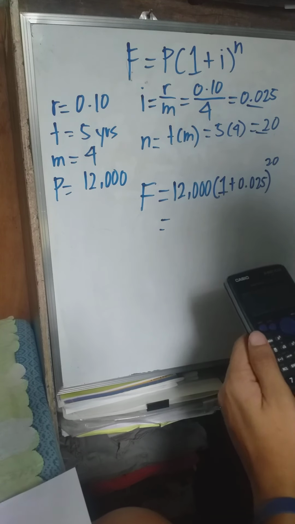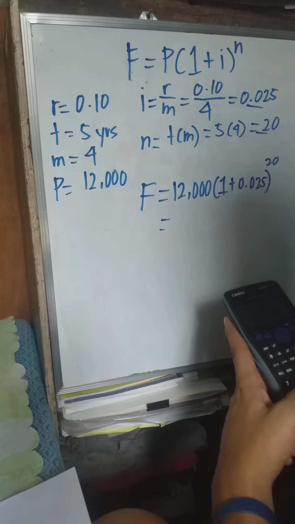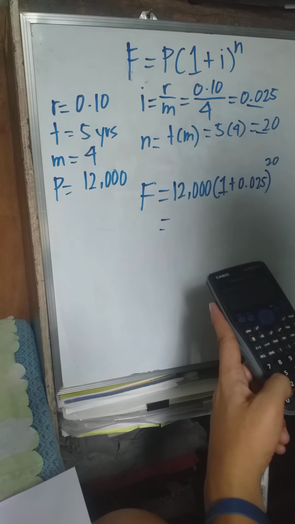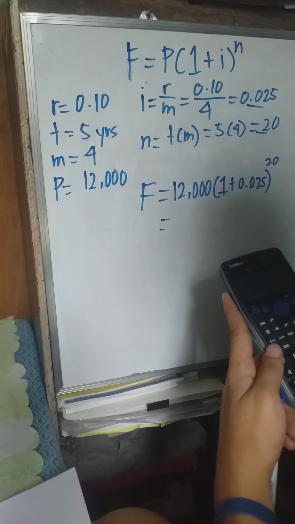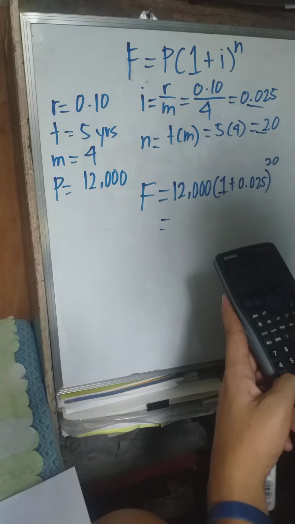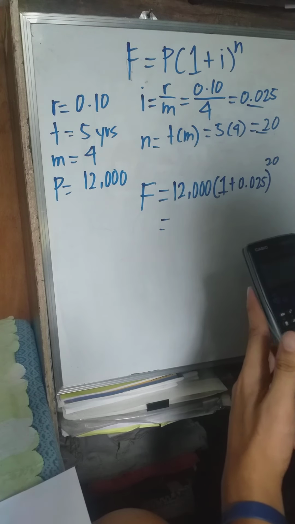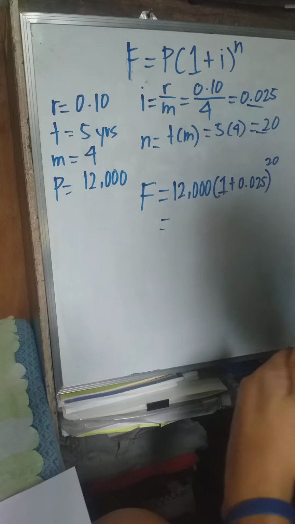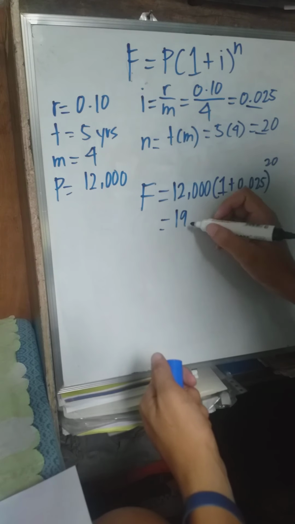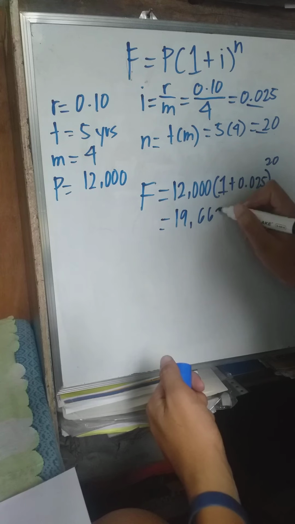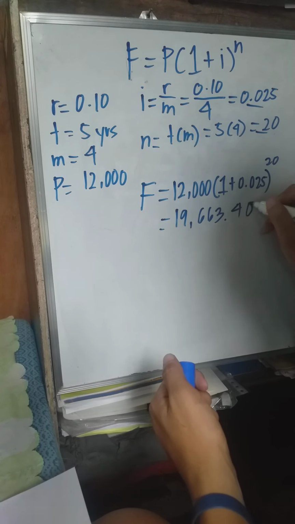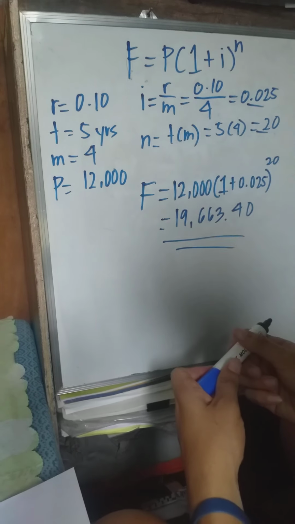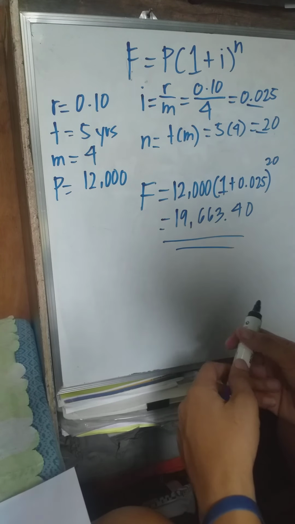So, kailangan po tama yung pagkaka-input and yung lalagay ng parenthesis. 1 plus 0.025 raised to 20. So, the answer is $19,671.40. So, ito na po yung compound amount sa problem number 1.